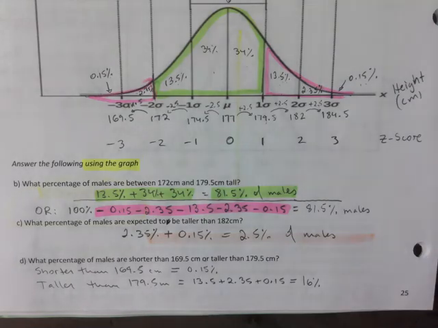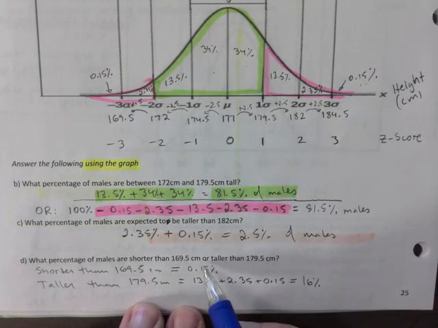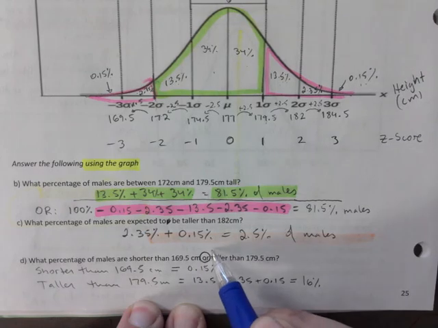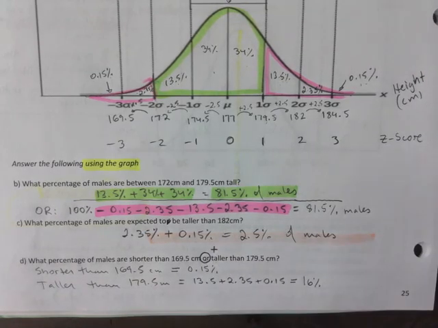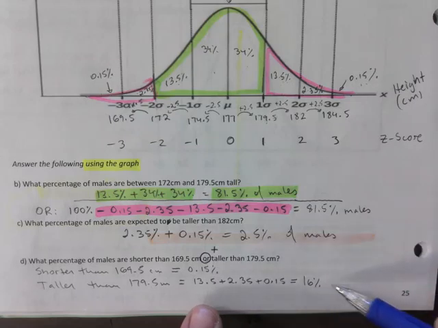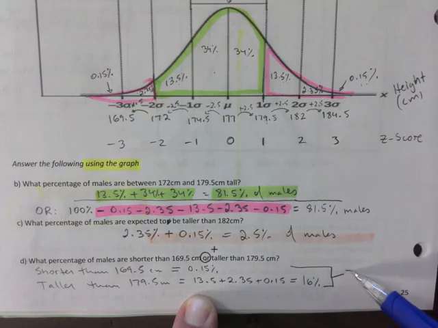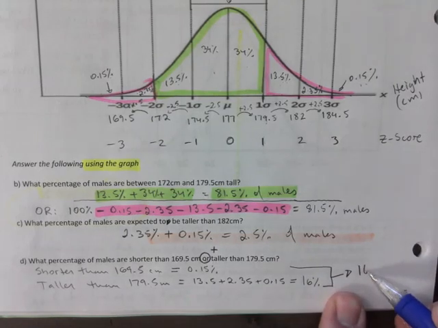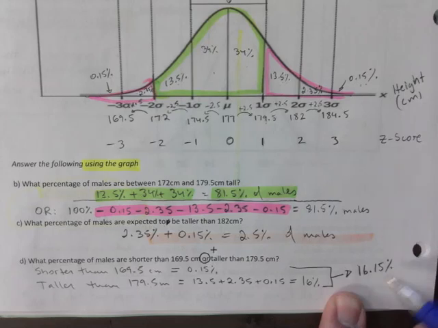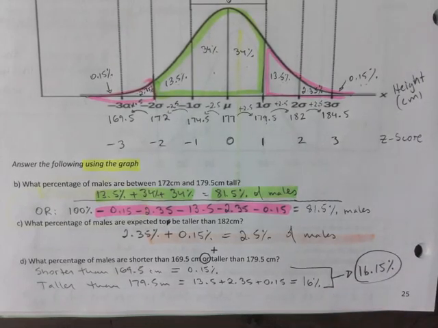And here's a heads up for next year. In math, if it says percentage shorter than this or taller than that, it means you need to add those two percentages. So I'm going to add this up. That would be 16.15% if you add both of those up in total.